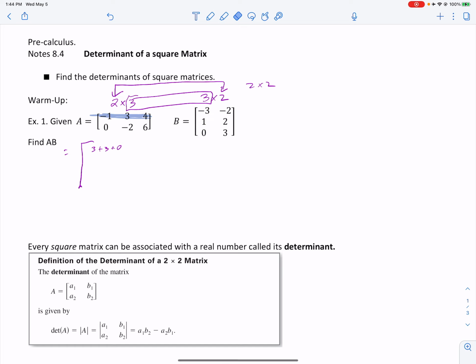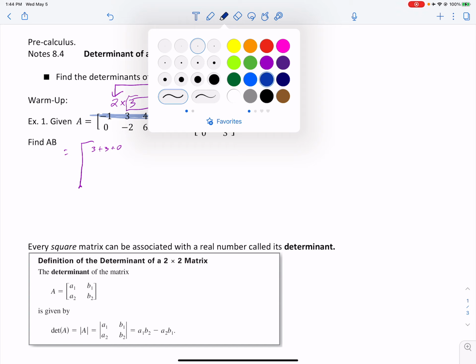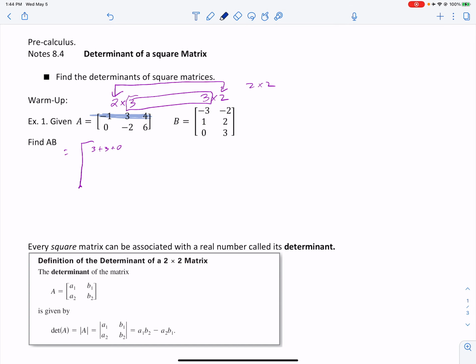Then we move over to the next column, and we multiply corresponding elements. So we have -1 times -2 is 2, 3 times 2 is 6, and 4 times 3 is 12. And that is going to be your second element in your first row.